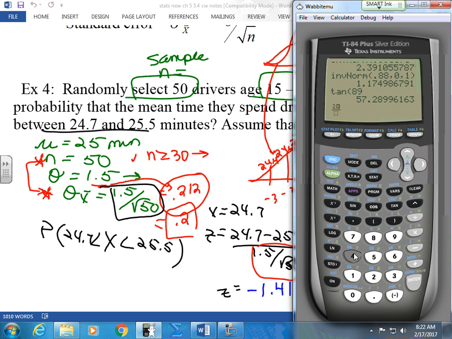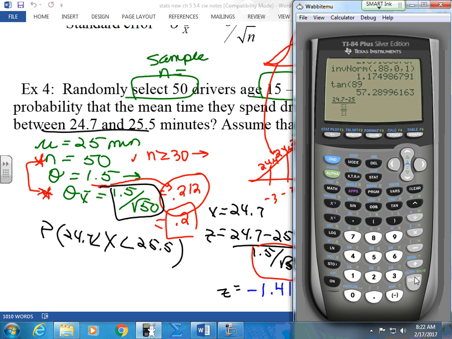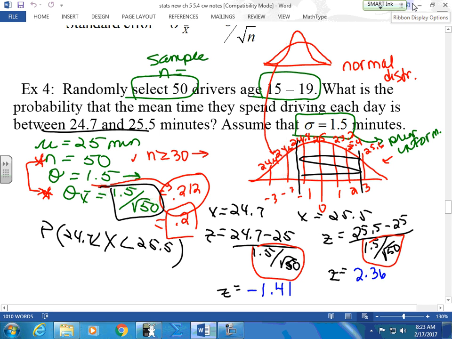Alpha y equals. On the top, I say 24.7 minus 25. On the bottom, use another fraction bar. I say 1.5 divided by the square root of 50. Make sure you watch those parentheses. If you're using the black calculators, the 83s, and they don't have a fraction bar, you have to put parentheses around the top, and you have to put parentheses around the bottom. This is what's going to give you this answer. Agreed?